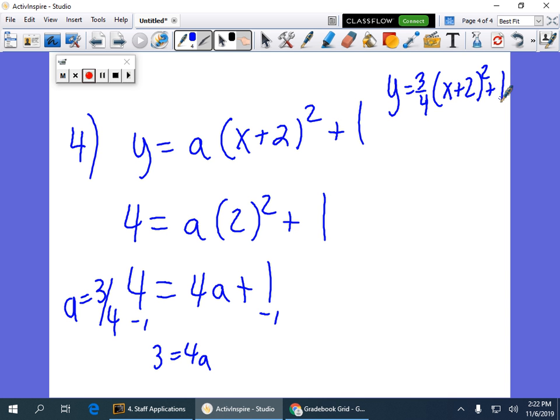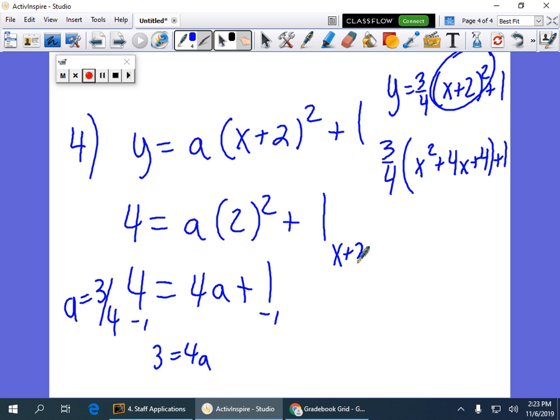Because now we're plugging back into the equation. We've solved. Okay? There's only one of them on the quiz. Here we go. 3/4. Again, remember, I've been foiling for a long time, so I know some shortcuts, so I'm just going to jump right into the trinomial. X squared plus 4x plus 4 plus 1. Yes? You have to remember, this means x plus 2 times x plus 2, which gives me this.